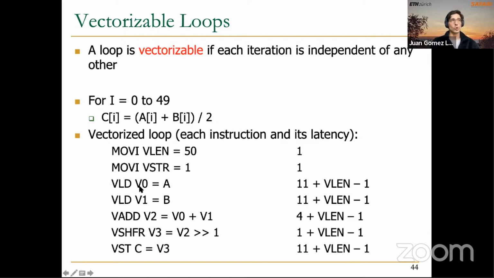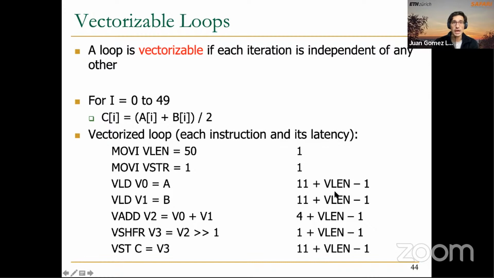So this is the vector load that loads in V0 the 50 elements coming from A. This second vector load loads in V1 the 50 elements coming from array B. And then we execute this vector addition, vector shift register, and vector store. And now if we think about the latency of each of these operations, except the first 2 that are simpler operations where we just write a single value onto a single register, so they take only 1 cycle.